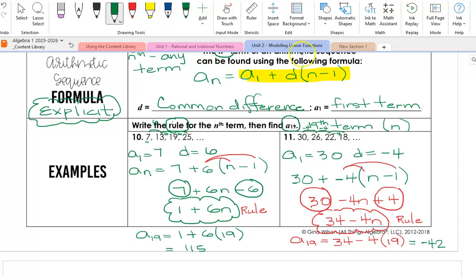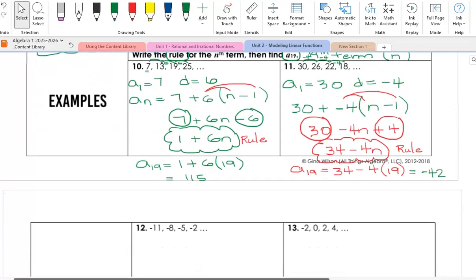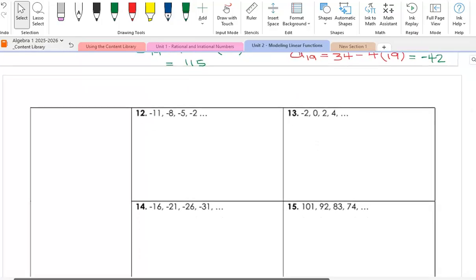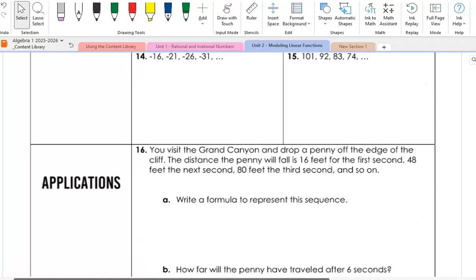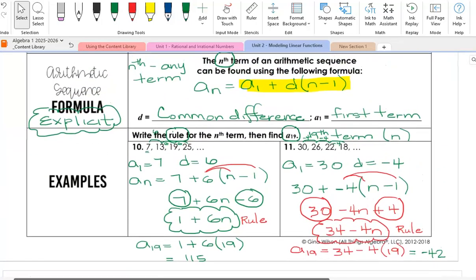So please, please, please practice. You could go ahead if you wanted to, or you could do the Delta Math activity, or you could practice problems 12 through 15. I will go over problem 16 tomorrow. Okay?